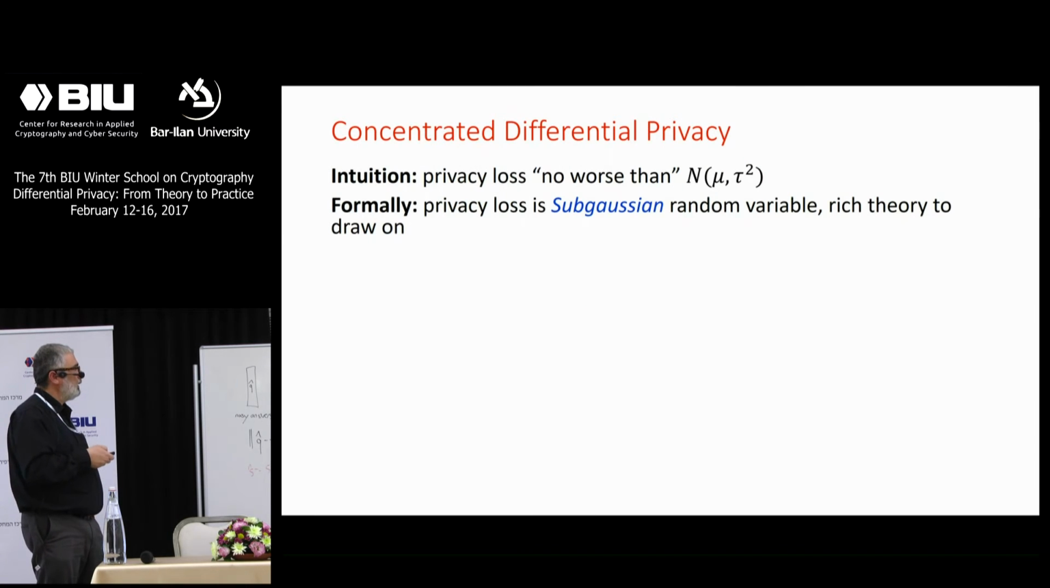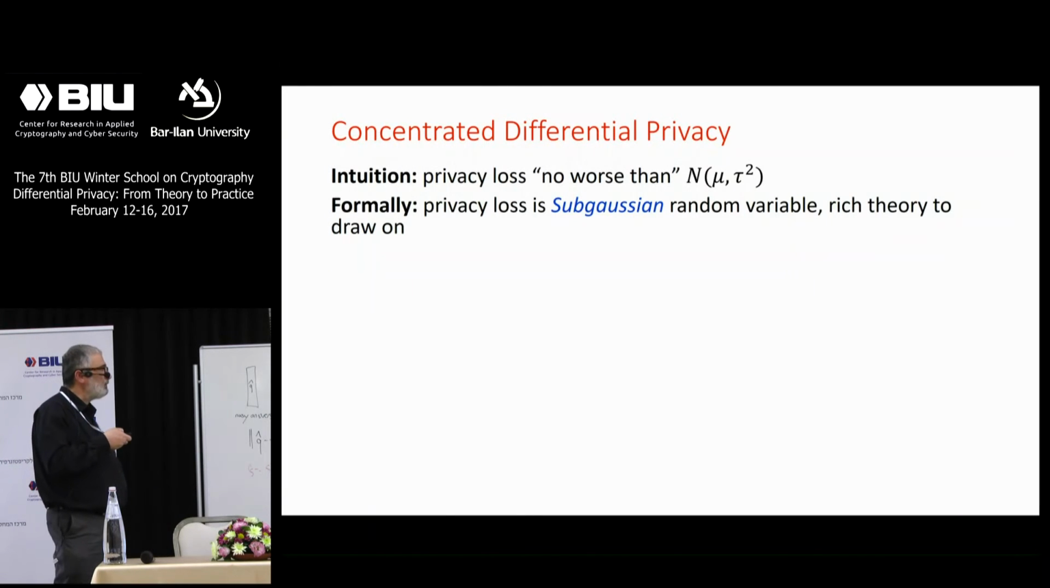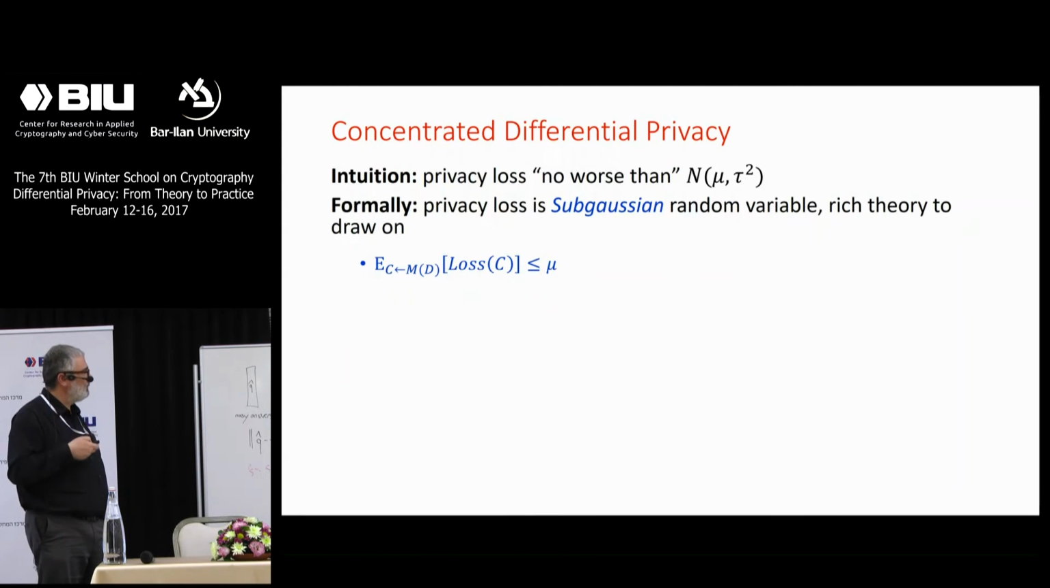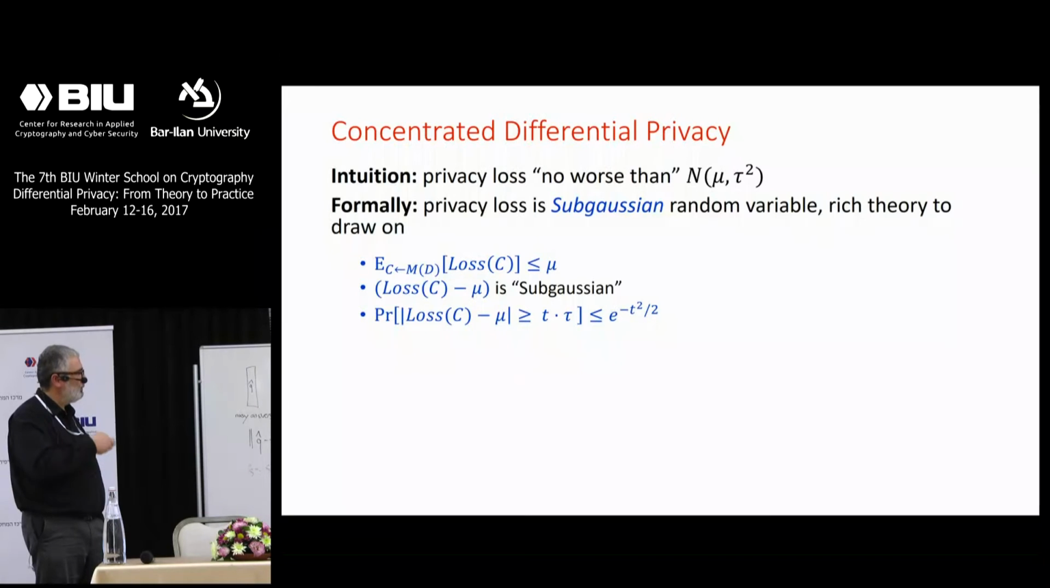Okay? So we want the privacy loss to be a random variable that looks no worse than a normal random variable, concentrated around mu with variance tau squared. And so this is our requirement for the expectation, and we require that it will not have heavy tails. We want this to be sub-Gaussian, okay? So the probability of deviating from the expectation goes down exponentially in the squared deviation.